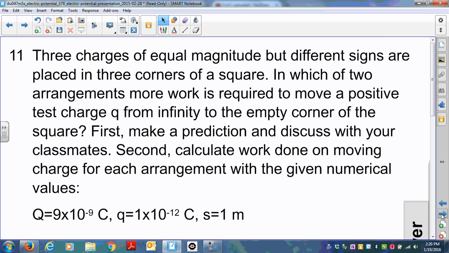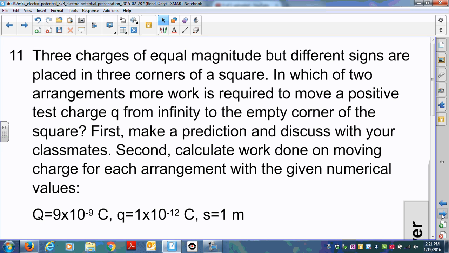Three charges of equal magnitude but different signs are placed in three corners of a square. In which of the two arrangements is more work required to move a positive test charge Q from infinity to the empty corner of the square? First, make a prediction and discuss with your classmates. Well, actually, you're going to just make a prediction and write down your answer.